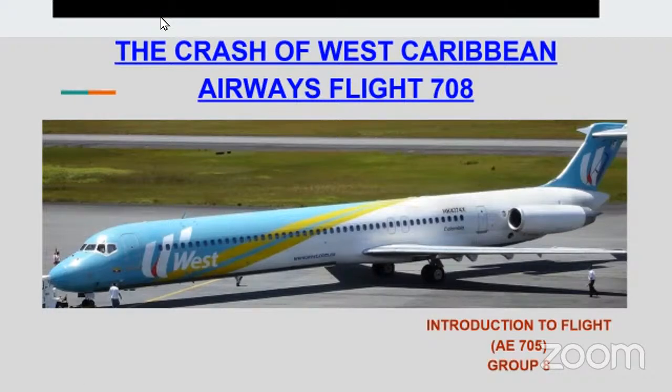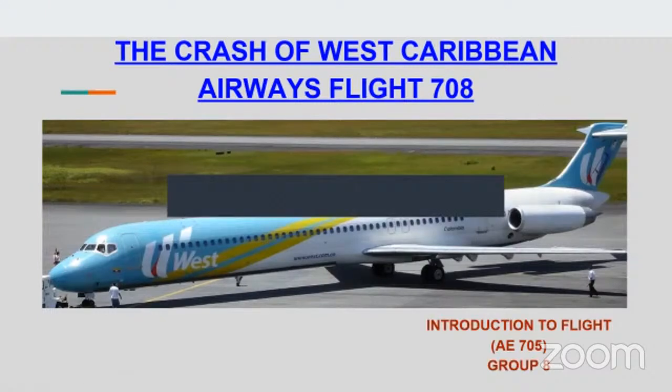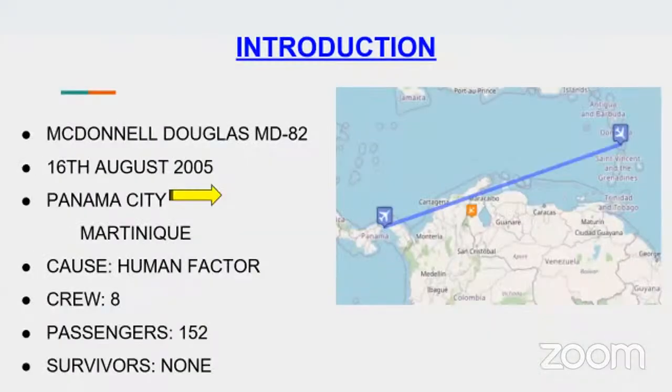Hello, everyone, and a very good morning to all of you. Our group will be discussing the crash of the West Caribbean Airways Flight 708, which occurred on 16th of August 2005. Giving a brief introduction about the crash details, the airplane involved in the crash was the McDonnell Douglas MD-80. The flight was planned to depart from Tocumen International Airport in Panama City and arrive at Fort de France, Martinique, and everyone on board had lost their lives.